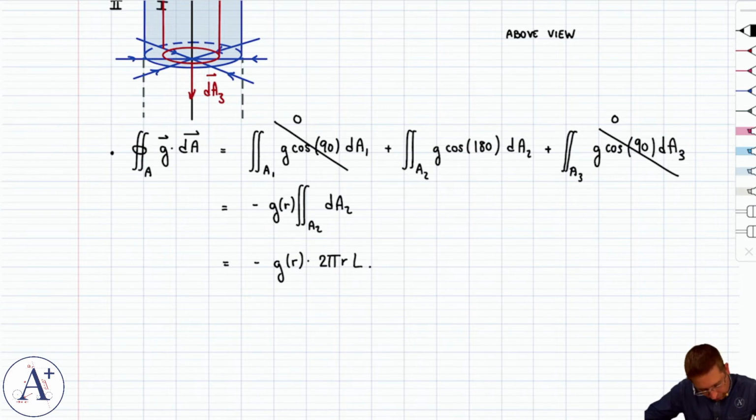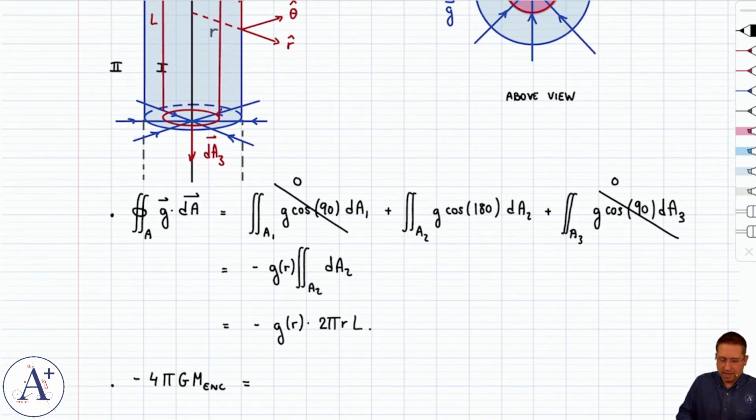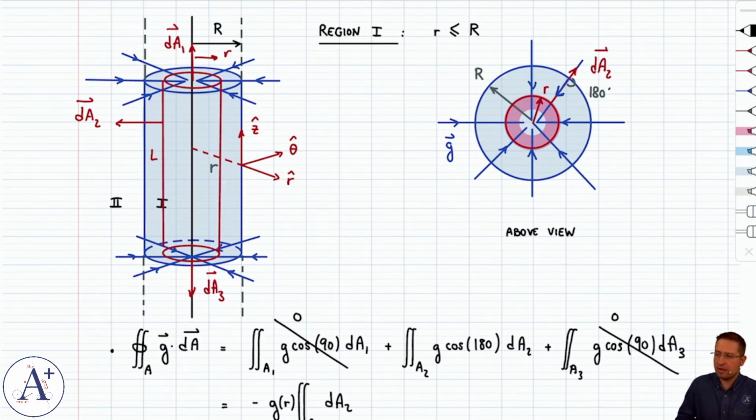I'm going to set that equal to minus 4 pi G times M enclosed. This is where things get a little bit more interesting, because now we're in region 1, and we need to figure out how much mass is enclosed by our Gaussian cylinder. In other words, how much mass lives inside of this cylinder right here.